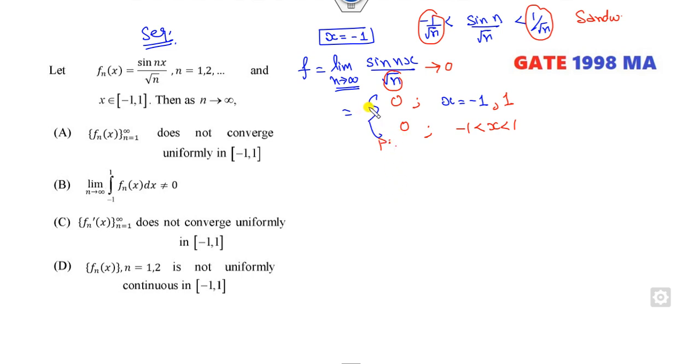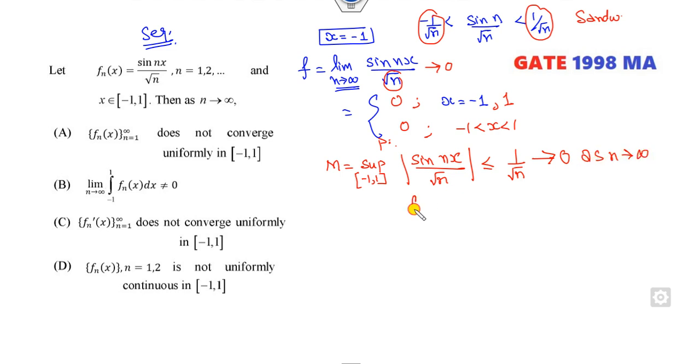Fine. Once it's pointwise convergent, then you have to check whether it converges uniformly or not. You have to check about the supremum. What is that? This is sine nx over root n. Fine. This is a modulus value which is always less than this. So clearly say that it will go to 0 as n approaches infinity. It means the function fn is uniformly convergent. But he said it does not. Cancel out. Fn for n equal to 1, 2 is not uniformly convergent is again cancelled out.